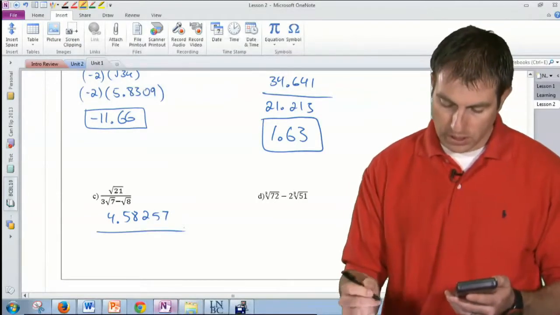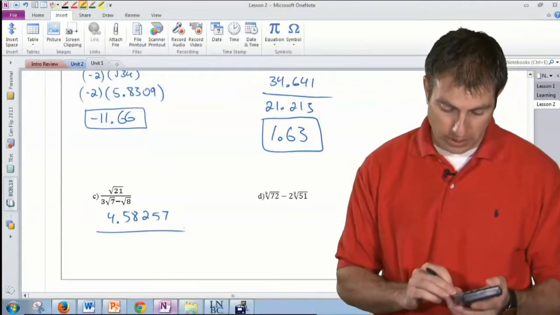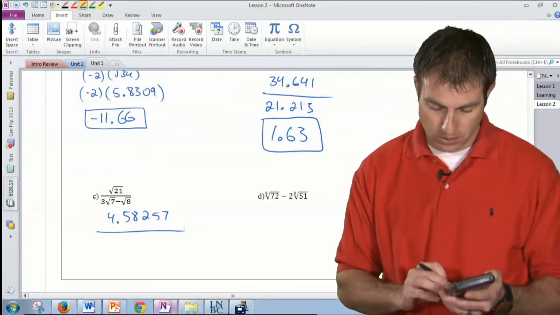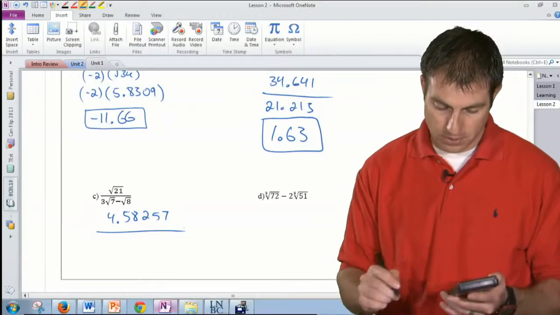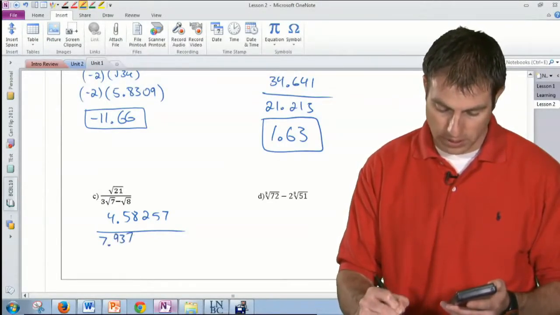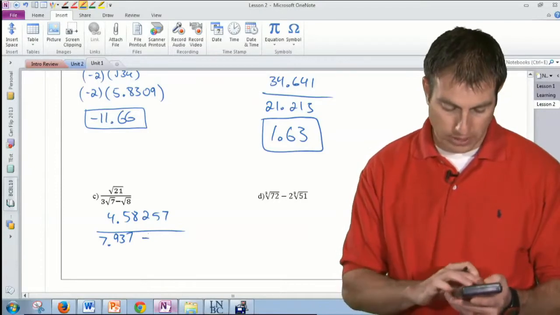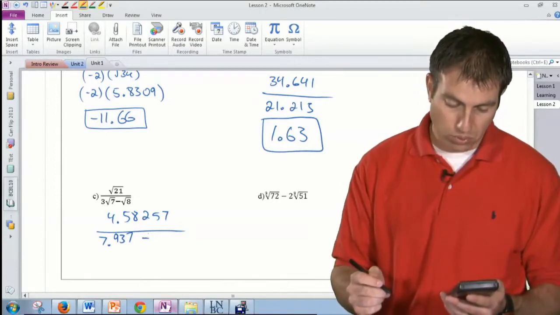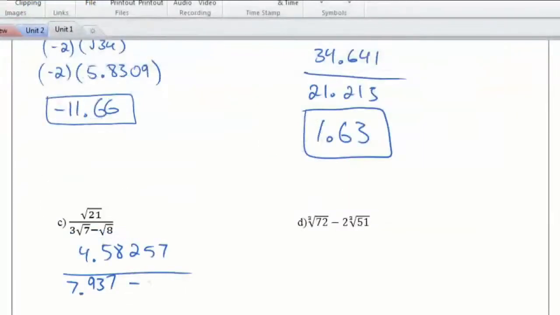4.58257. And then on the bottom, I'm going to have the square root of 7 times 3, which gives me 7.937. And then I'm going to subtract the square root of 8, and that's going to give me 2.828.